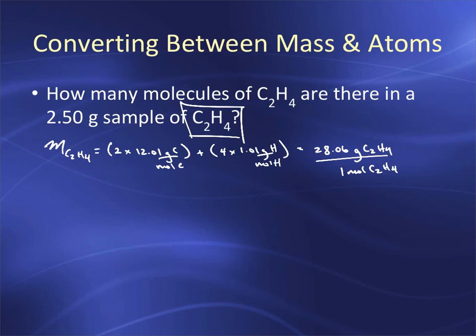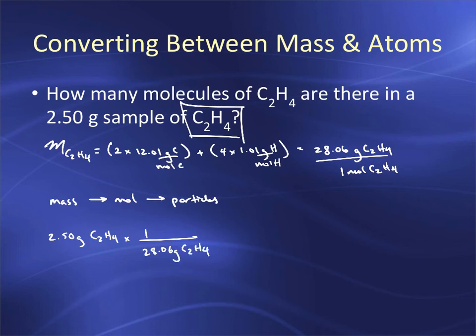Okay, so there's our molar mass. If we're starting with mass and we want to get all the way to number of particles, again, my conversions are mass to moles to particles. It's everything included. 2.50 grams of C2H4. Okay, we're going to divide by molar mass, which is just multiplying times the reciprocal here. 28.06 grams of C2H4 for every 1 mole of C2H4. And if we're crossing off our units as we go, grams of C2H4 are going to cancel.